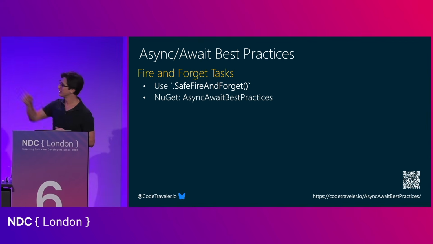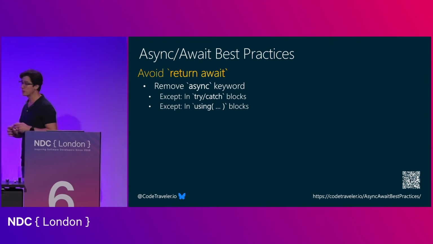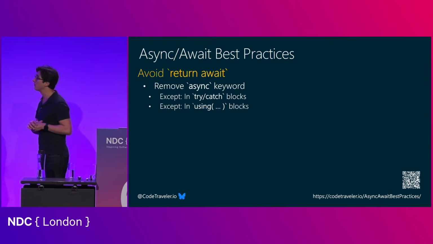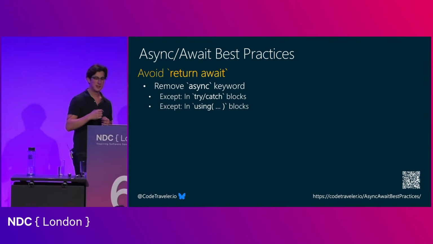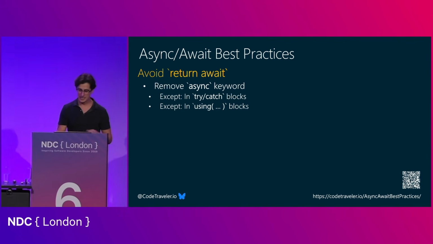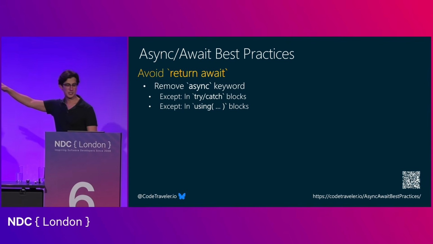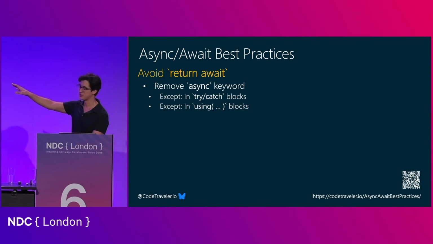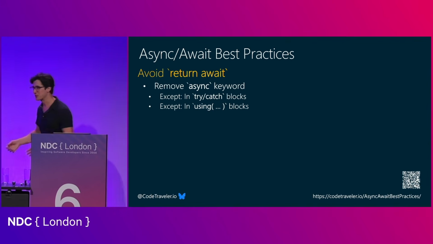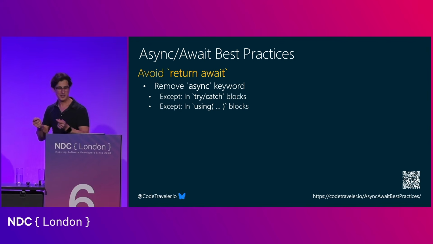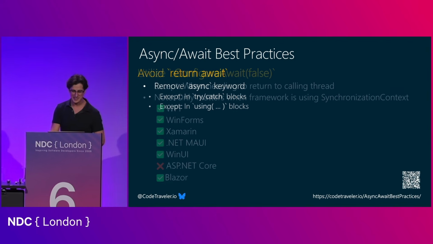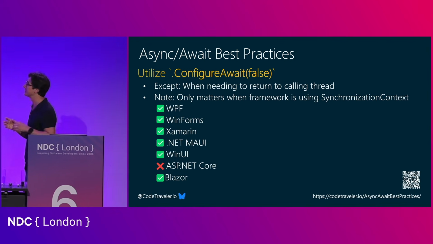And you can find that in the async await best practices NuGet package. Avoid return await. So if you have a method where you only await in the return statement, you can remove that and just return the task, save yourself a thread switch. Just be careful in try catch blocks and disposing using blocks. You still want to keep async await, because otherwise you're going to return out of that disposing block, and .NET's going to dispose that object on you. I've hit those bugs. Don't make the same mistakes I did.